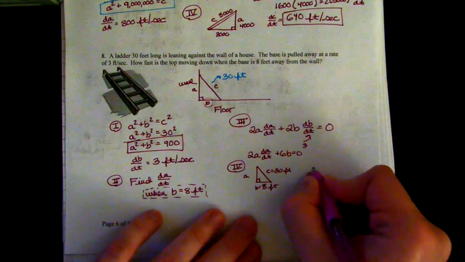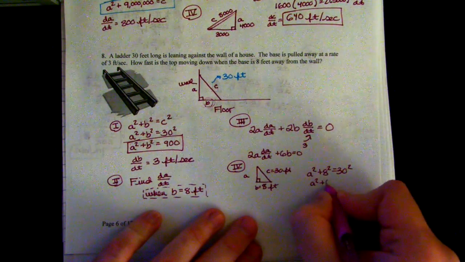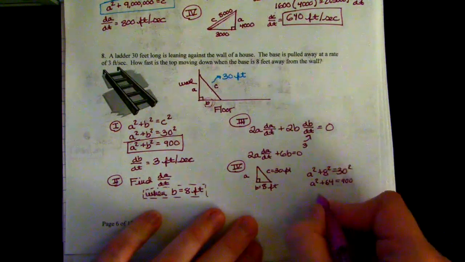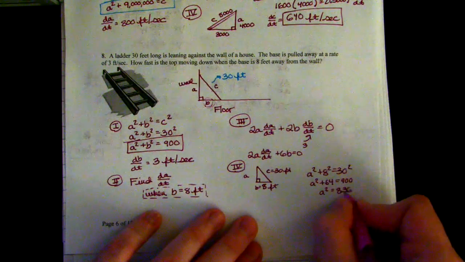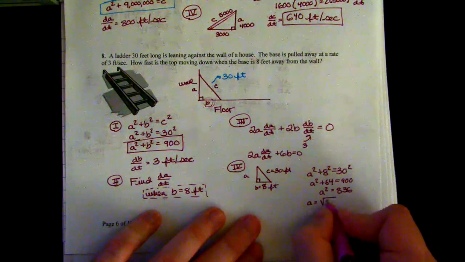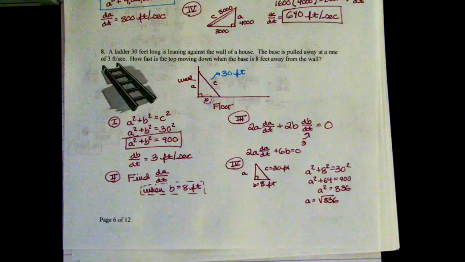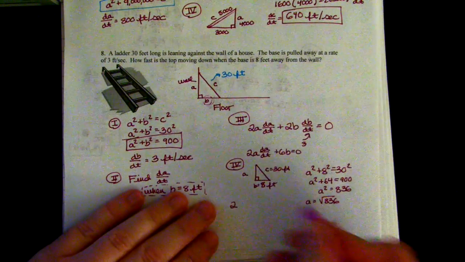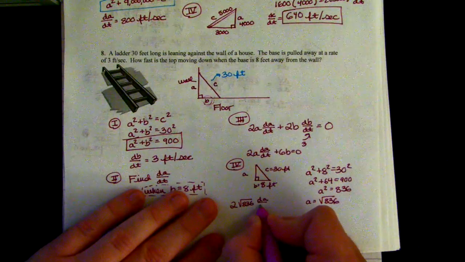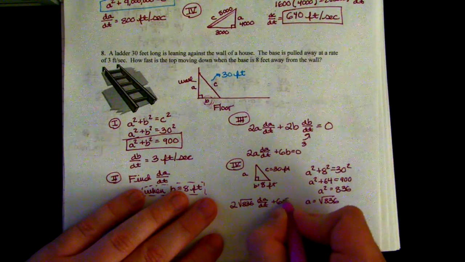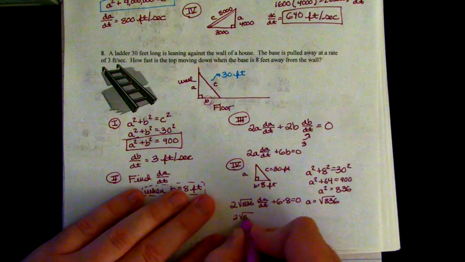I've got a squared plus b squared equals 30 squared. I've got a squared plus 64 equals 900. A squared equals 836. So a is going to equal the square root of 836. We can simplify, whatever. Let me just go: 2 times the square root of 836 dA dt plus 6 times 8 equals 0. Let's see, that's negative 48 on the other side.